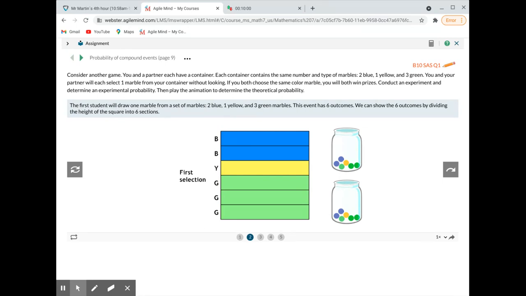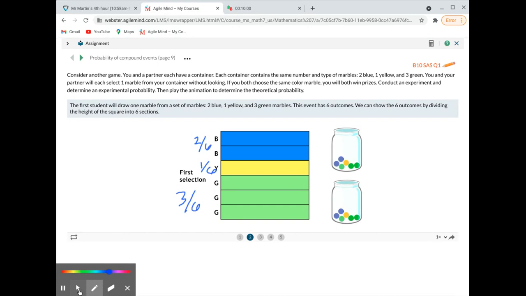All right, so looking at this, if the first person was to draw, how many scenarios could they get? What could they get out of these 6 chances? What would be the chance that they would pick blue? 2. All right, so there's a 2 out of 6 chance that we would get blue. What about yellow? 1 out of 6. Perfect. What about green? 3 out of 6. Awesome.